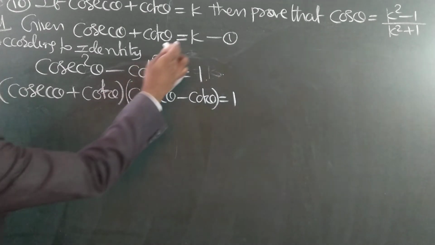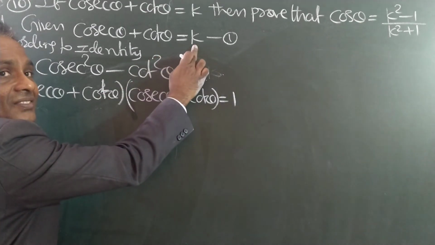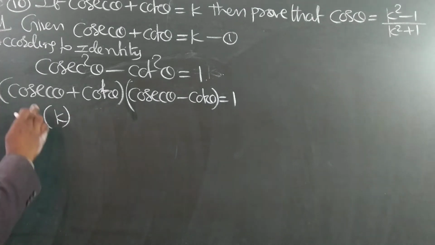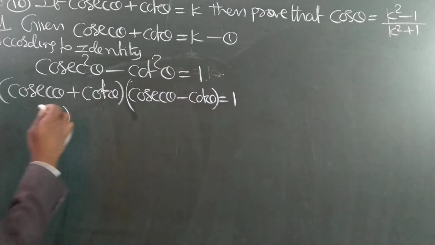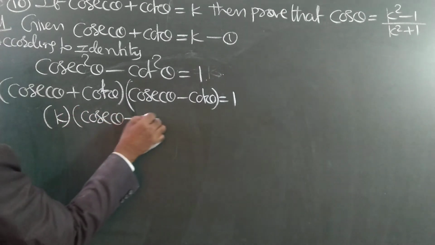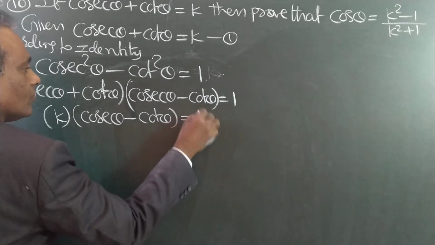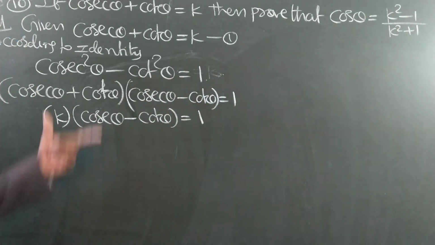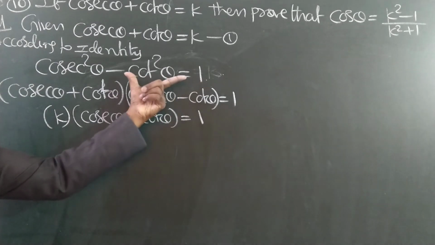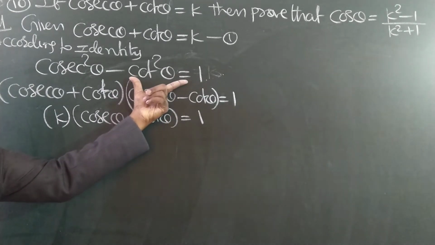Cosecant theta plus cot theta is k. This I am writing same. Yes, this is the formula. You should not get doubt on this. This is the formula we know, the third identity. We derived this formula also.